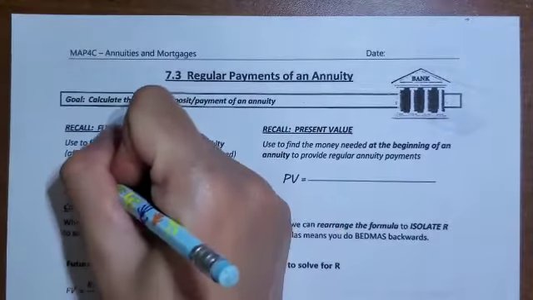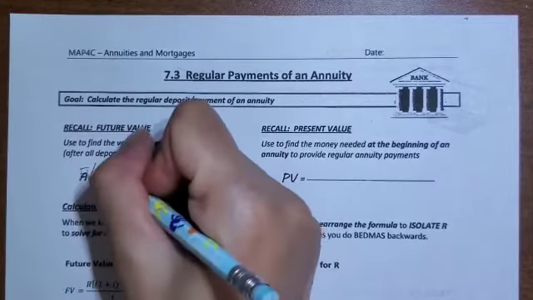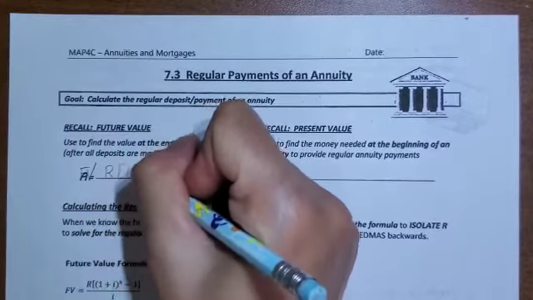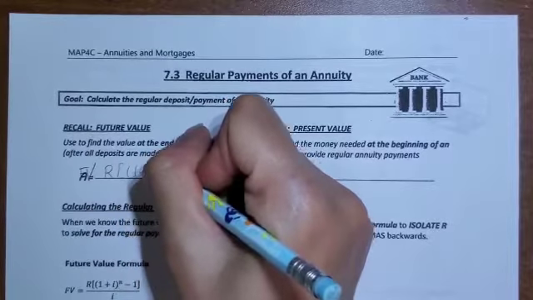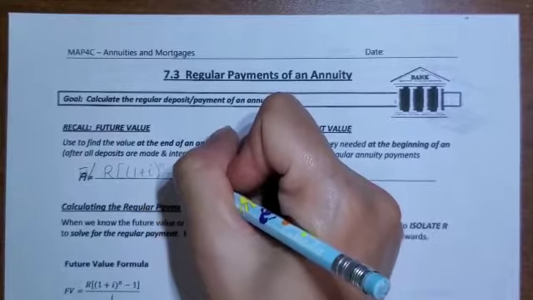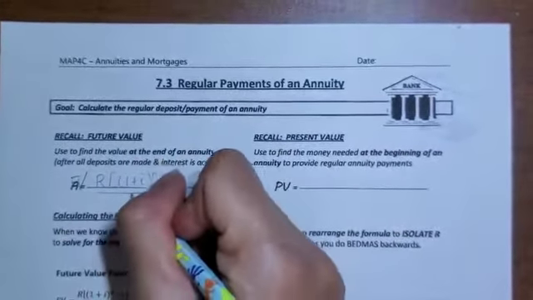Let me change this to future value, because that's what we've been working with. Our formula for future value is regular payment times (1 plus i) to the exponent n, all subtract 1, over i.